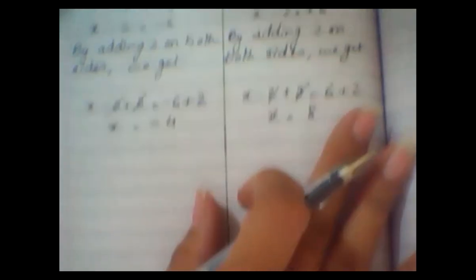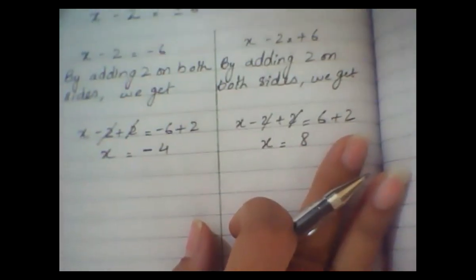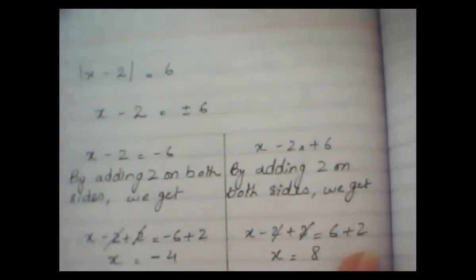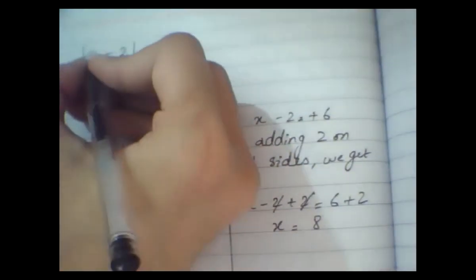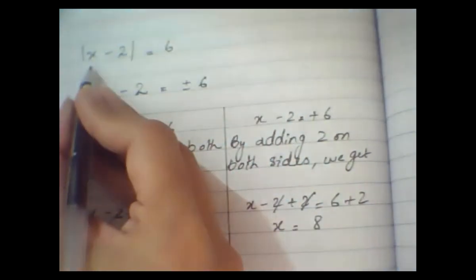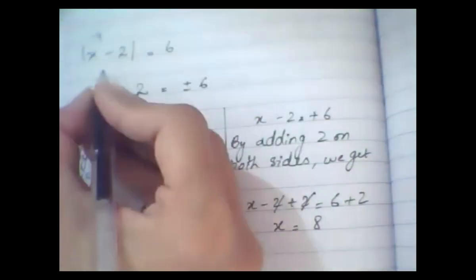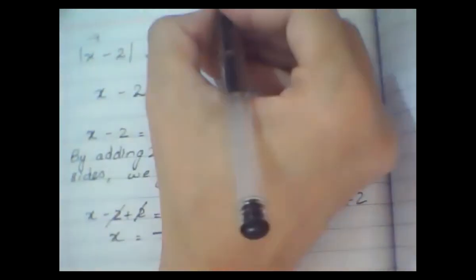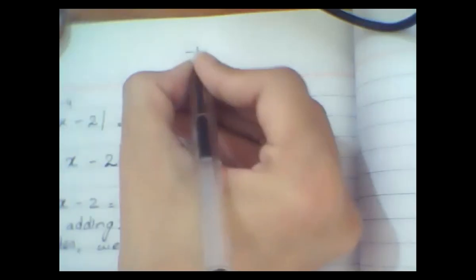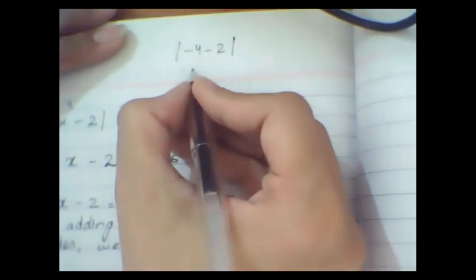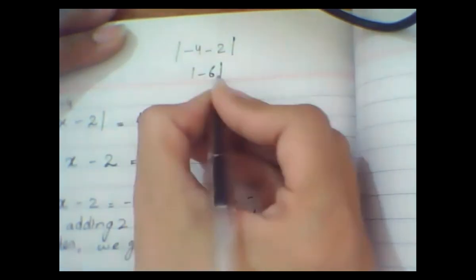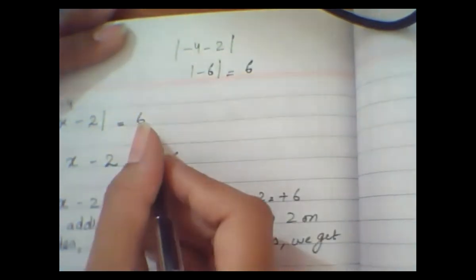Minus 4 and 8. Okay, students, if I put this minus 4 in this question, we get minus 4 minus 2. Minus 4 and minus 2 within the mod gives you the answer minus 6, and mod minus 6 is equal to 6. That means it's correct.